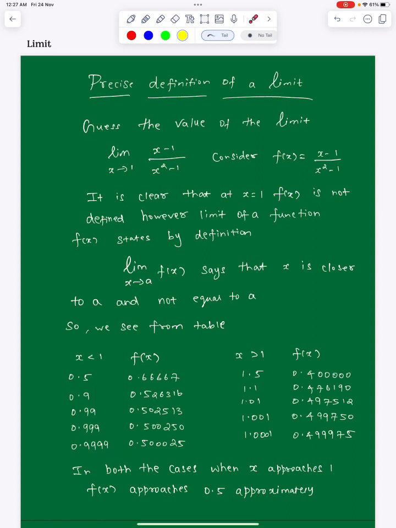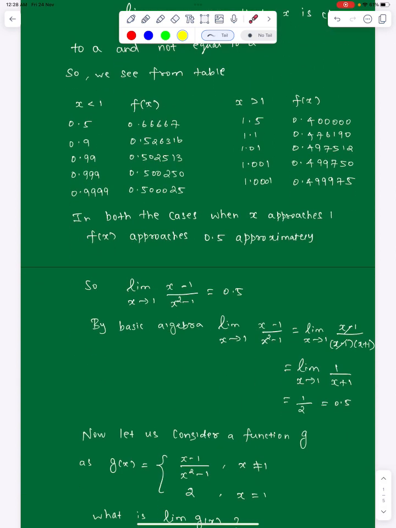0.9 is going to approach 1 but is not 1. Here also 1.0001 is almost approaching 1 but it is not 1. So the value of f of x will be approximately 0.5. So in both cases, when x approaches 1, f of x approaches 0.5 approximately. So that is the meaning.